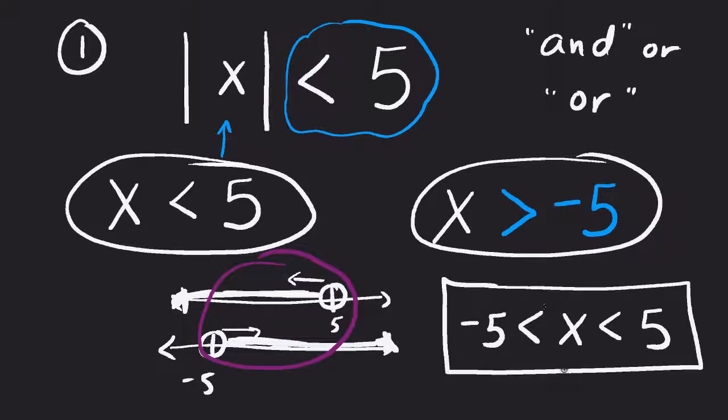Okay, so when we can do this, this is basically called a compound. We'll talk about that later. But when we can put these together, this is an AND situation. And we can always tell that from the very beginning. If it's a less than, it will be AND. If it's a greater than, it will be an OR. Let's look at one more.